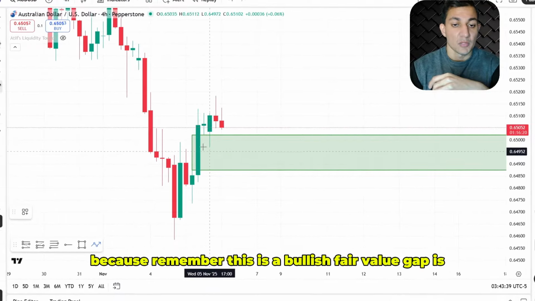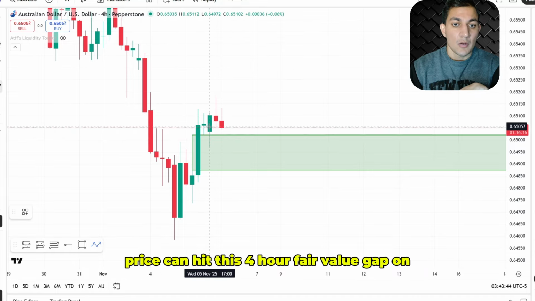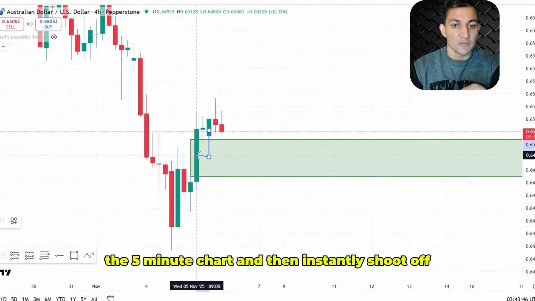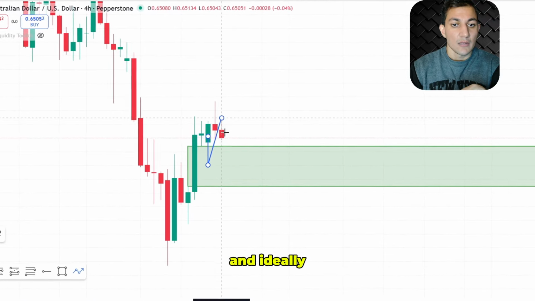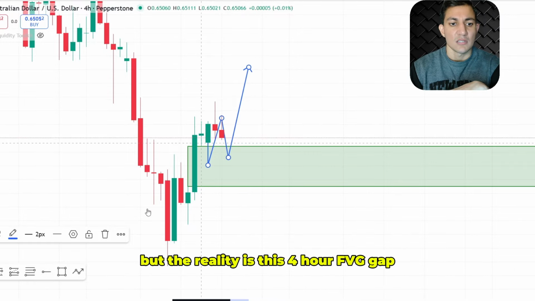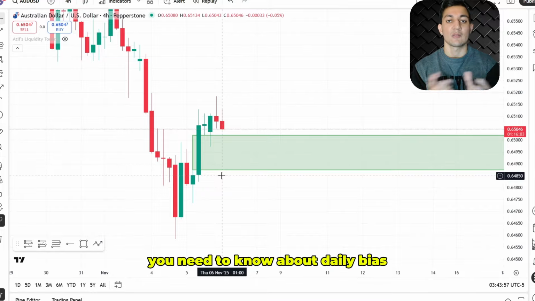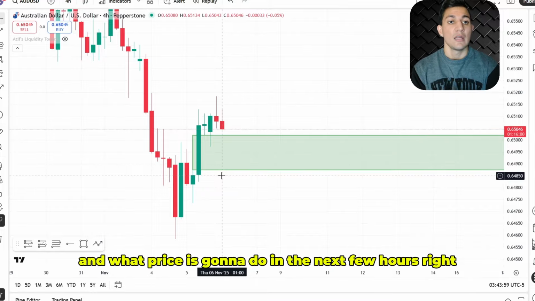Because remember, this is a bullish fair value gap. Imagine this is like the 15-minute or 5-minute chart. Price can hit this 4-hour fair value gap on, let's say, the 5-minute chart, and then instantly shoot off, and ideally give us a retracement, and then right price off, right? That's what we want to see. But the reality is, this 4-hour fair value gap basically tells you everything you need to know about daily bias and what price is going to do in the next few hours, right?